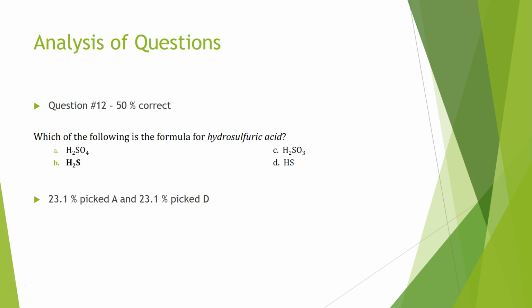The next question was converting from a name to a formula. 50% correct, and then the students that missed it essentially picked A or D. The students that picked A saw the sulfuric and used the sulfate ion. And the ones that picked D saw the hydro prefix and knew that it needed to be a binary acid, so no oxygen in there, but they were not balancing the oxidation numbers. I'll talk a little bit more about that later when we look at comparing high performers to low performers.